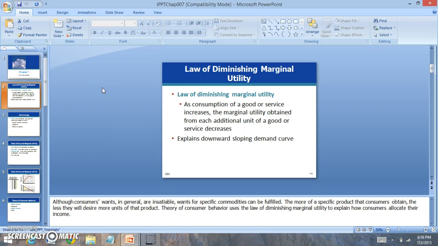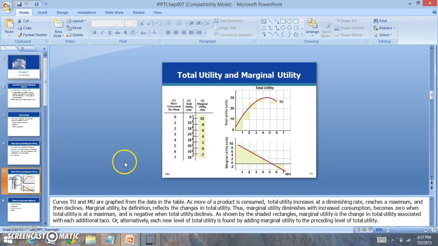One of the most important laws that we need to focus on is the law of diminishing marginal utility. This law is focused on the increase in consumption that we have, and the more we consume, we get less and less satisfaction. A very good example of this law is French fries. The more French fries I eat, each additional French fry I consume, I get less and less satisfaction from that French fry. And you can relate it to these two graphs right here.